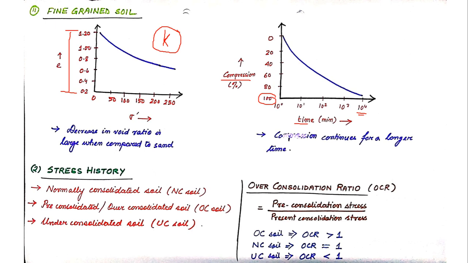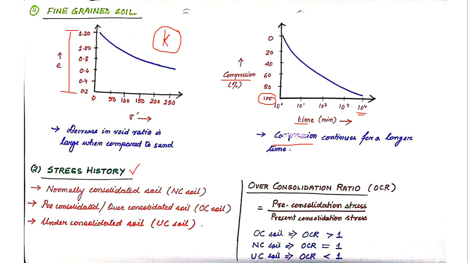So that is what I have written. Compression continues for a longer amount of time in case of fine grain soil. All right. So this is the first factor that is affecting compressibility, that is type of soil. Let us look at this second factor, that is stress history.